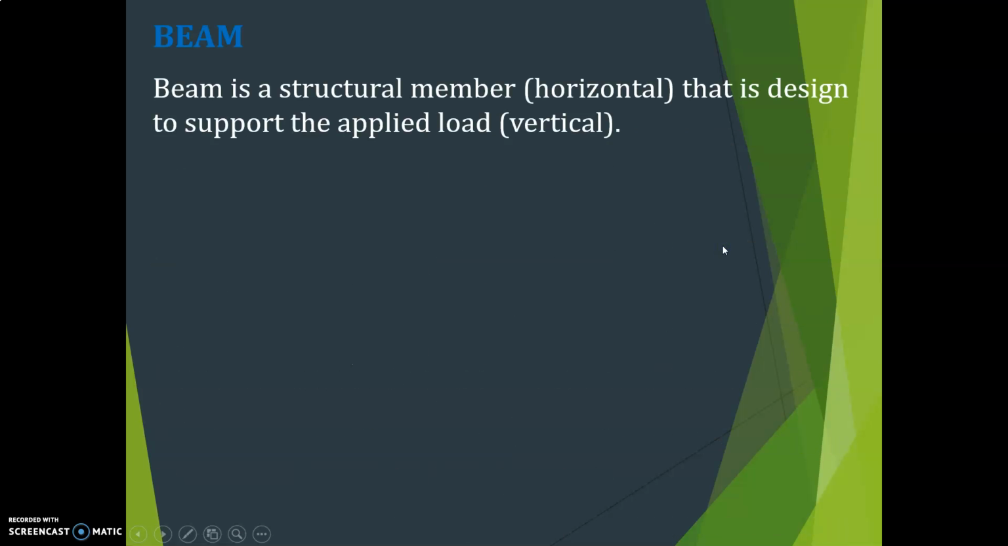Then we'll see what is beam. Okay, beam is a structural member that is designed to support the applied load. Beams are basically structures whose longitudinal dimension, that is length, is too large when compared with its cross-sectional dimensions like depth and breadth. A beam is always laterally loaded, meaning loads are placed perpendicular to the longitudinal axis of the beam. The structural action associated with the beam is called bending.